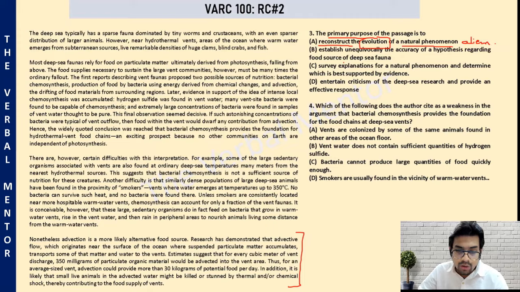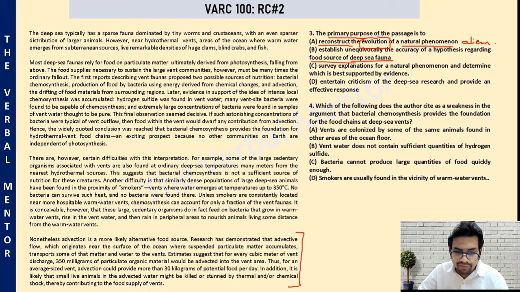Option B, the primary purpose of the passage is to establish unequivocally the accuracy of a hypothesis regarding the food source of deep sea fauna. Tempting choice for some of you, because you see deep sea fauna and food source of deep sea fauna, and you think this is what the passage discusses. You're not reading the entire sentence, however. The option says to establish unequivocally. Is the author establishing something unequivocally? Unequivocal means conclusively, without any doubts, that this is certainly true. Is the author saying that?